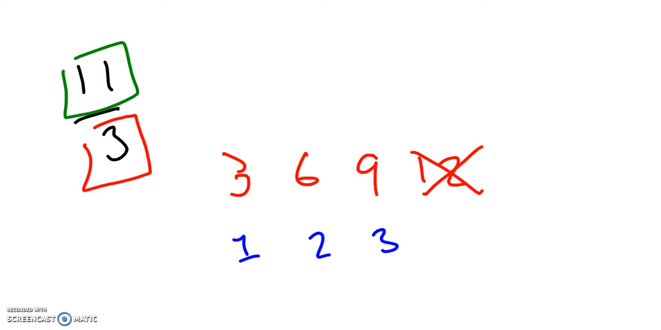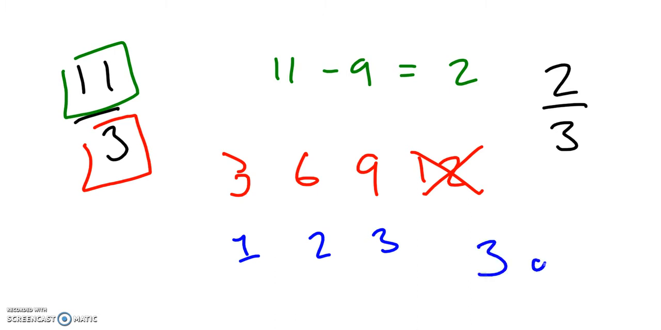How many am I left over with? Well, I've got my numerator, which is 11. I'm going to subtract that 9 that I've used, which gives me the answer of 2. So that tells me what I've got left is 2/3. So I've got my answer of 3 wholes and 2/3.